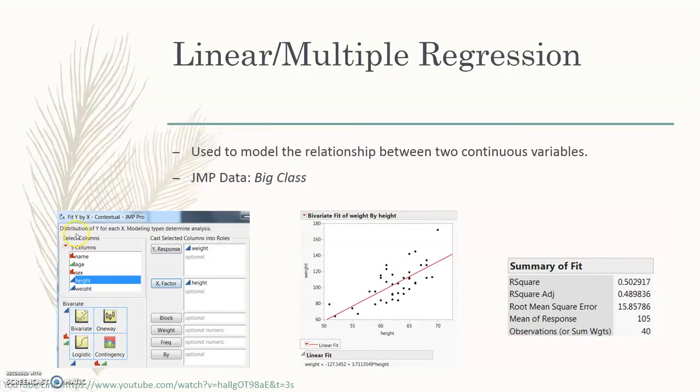So you would do this by choosing Fit Y by X in JMP, and you can see both of them are continuous, so we're going to be looking at the bivariate or the linear model. Here's what the results actually are for this specific data, and then you can look at the R-square value and see that it's 0.5, so that's not close to 1 really at all. So it doesn't appear to be a strong correlation between height and weight, at least according to this data.